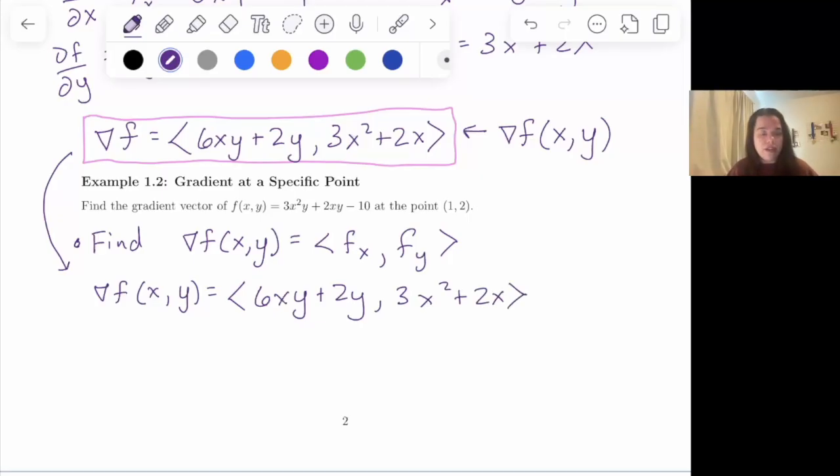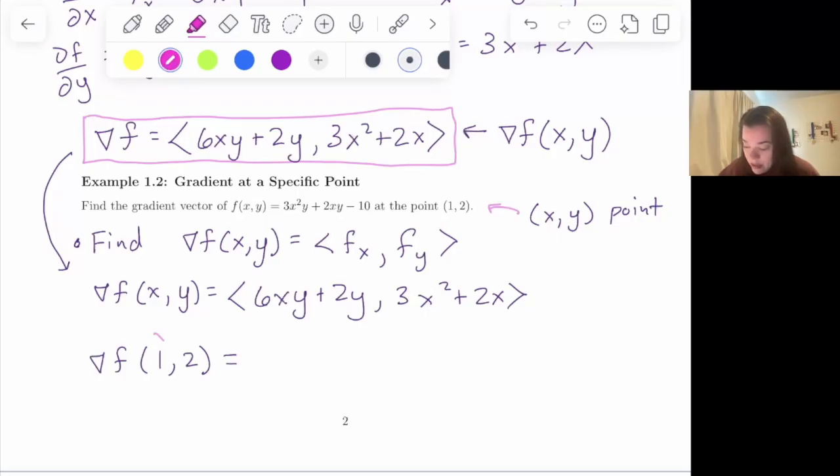So there's our gradient vector at x, y, and now we are asked to find it at this point. This is the a, b, or the x, y point in question. So that's what we're looking at. We are trying to find the gradient vector at that given point. So notationally, we'll write the gradient vector evaluated at the point 1, 2 equals. Now, all I'm going to do is take, remember, this is an x, this is a y. I'm going to take those values and plug them into our gradient vector and get myself a vector that only has numbers involved.